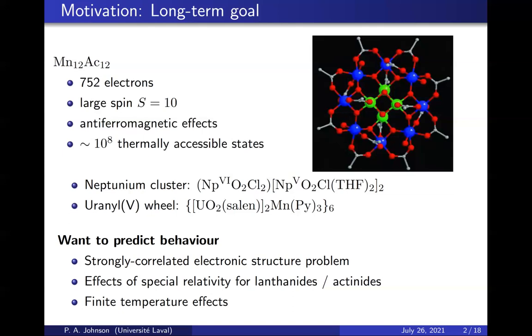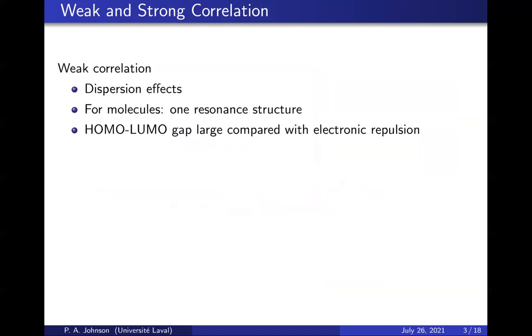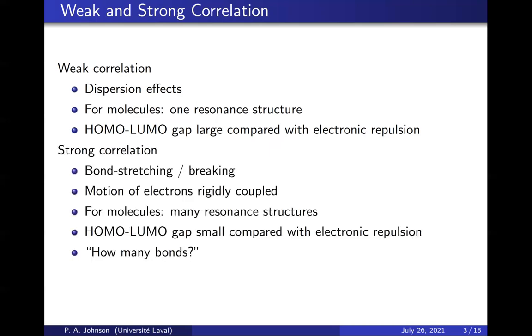So I understand that there's perhaps disagreement on what we mean by strong correlation. So let's just review the way I think about it. Weak correlation effects is anything that is well described by one Slater determinant, one molecular orbital diagram. Hartree-Fock is the correct qualitative picture. So for molecules with one resonance structure, one Slater determinant, a large HOMO-LUMO gap compared with the electronic repulsion of the valence electrons. Strong correlation, on the other hand, is any process involving bond stretching or breaking.